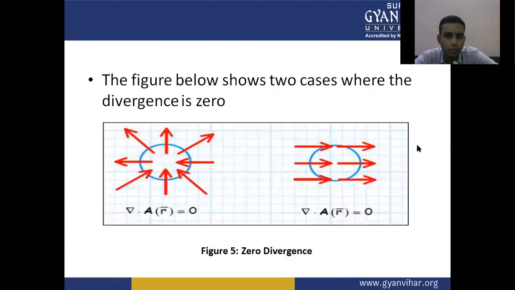The figure below shows the two cases where the divergence is 0. The first figure shows that some lines are coming inside and some lines are going outside, so the resultant divergence is 0. And in the second figure, the lines are uniform and parallel, so that's why the divergence value is 0. We already discussed this case.